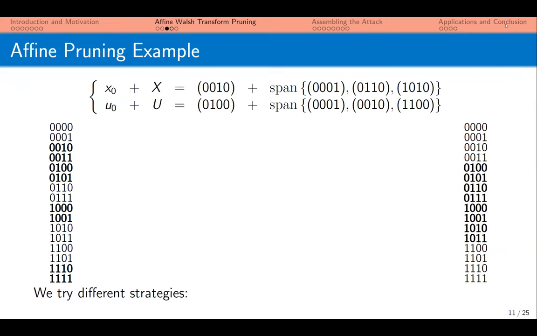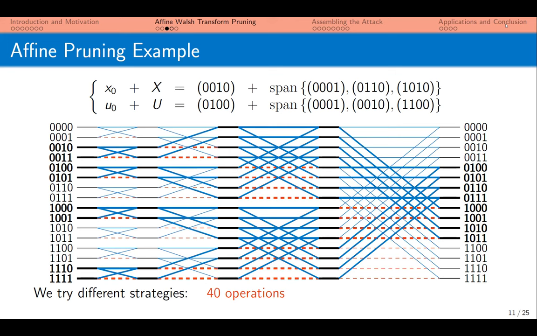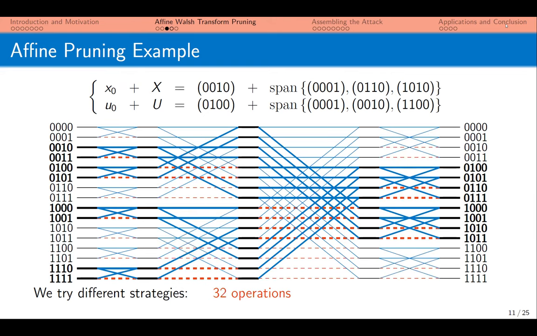I think this result is best understood with an example. So we look at the affine subspaces, which are shown on the slide, and they are also represented in the picture with highlighted positions. For comparison, the standard full fast Walsh transform algorithm would take 64 additions and subtractions in order to compute all the outputs. And if we remove the unnecessary computations from this diagram, we can reduce that to 40. We can also reorder the steps of the fast Walsh transform, and in this way, we can achieve a complexity of just 32 additions and subtractions.